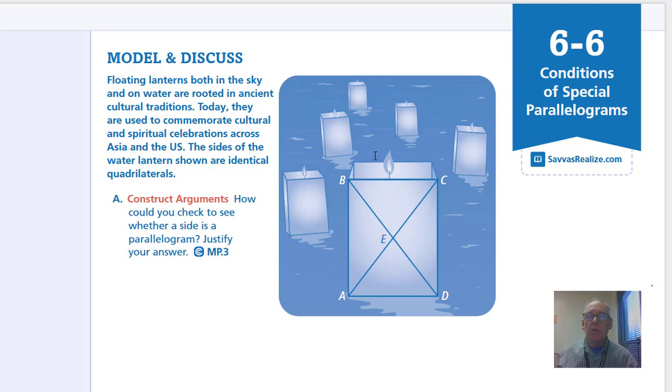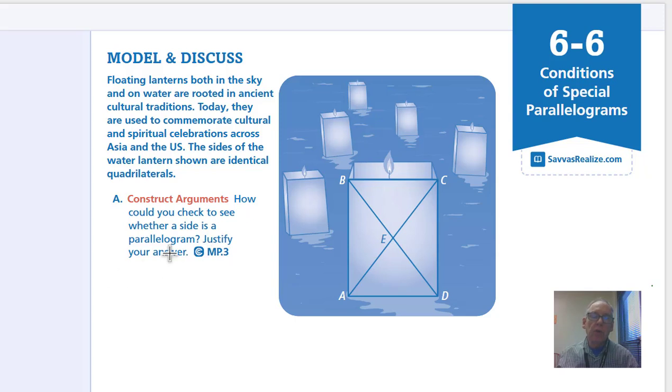So these floating lanterns, they're telling us on here that all the sides are identical quadrilaterals. So it looks like this is a rectangle. The other side would be a rectangle, and so on. Okay, so how could you check to see whether a side is a parallelogram?